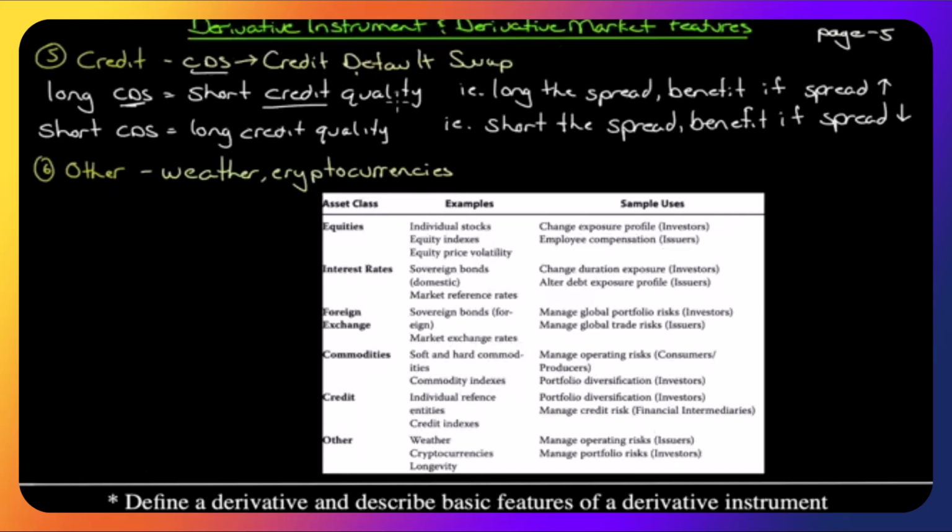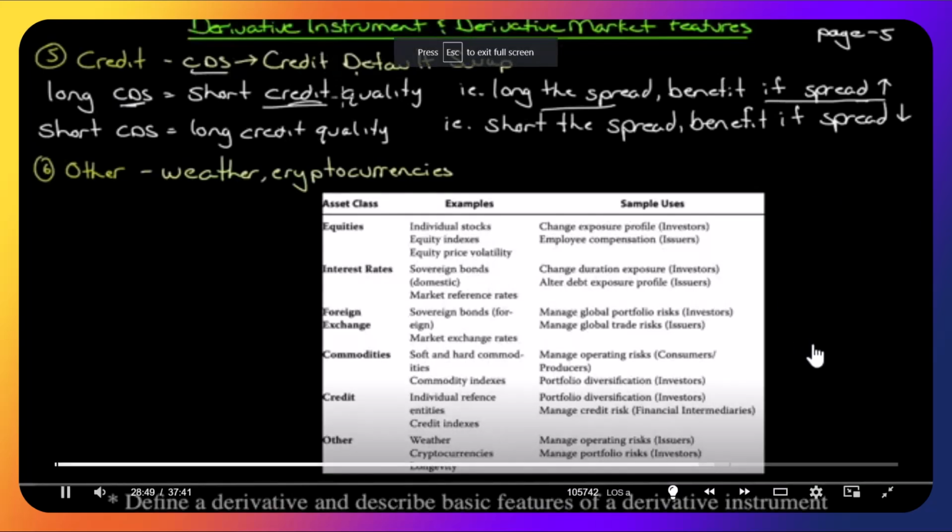Well, what you want to do is you want to be long the credit spread, because you benefit if the spread increases. Well, when you're long the credit spread, you are inherently short the credit quality, because you think the credit quality of the company is deteriorating. That can be confusing sometimes.